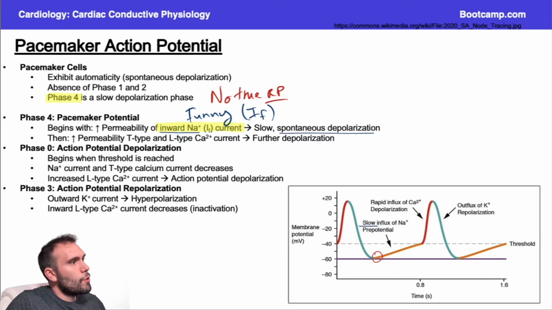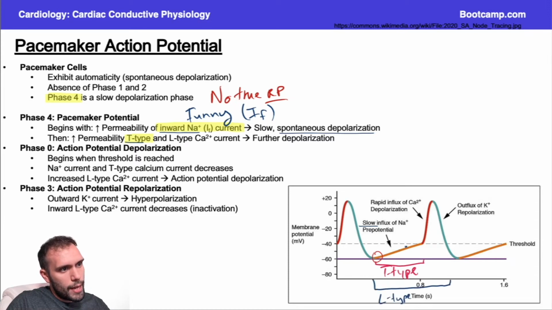What these stand for: the T-type channel is a transient channel. T is for transient, meaning it's not going to be around for a long time. The transient channels are really just responsible for this portion here of the curve. But the L-type calcium channel, as you'll see in a moment, is going to be long lasting. The L-type channels will be activated somewhere in here, and they'll help the slow influx of positive charge reach threshold, and then they will be primarily responsible for this rapid influx of calcium, which is the depolarization phase.